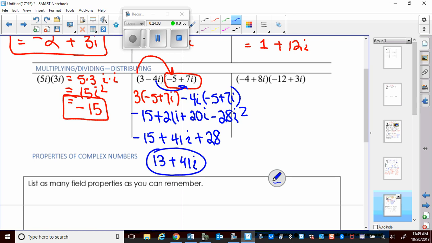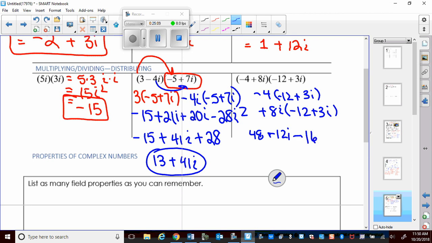Okay, and here I have negative 4 distributes to negative 12 plus 3i's, and then positive 8i's distributes to negative 12 plus 3i's as well. Okay, now how do I simplify this? You distribute. So the first part I get positive 48 minus 12i's minus 16, oh sorry, 16 i's. 8 times 12 is 96 i's.